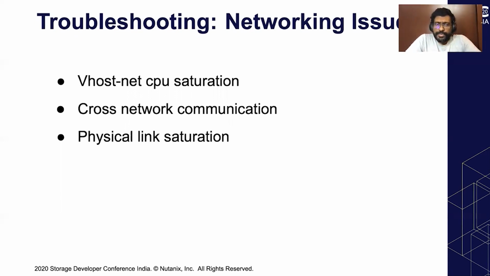The second possible issue is around cross network communication. As explained in the previous slide, when objects and the storage are in different networks, data has to traverse from the top of the rack switch to higher level switches and the L3 device to get routed. If the network pipe to the L3 device is not fat enough, we'll be hitting this bottleneck. Third issue is in terms of physical link saturation.